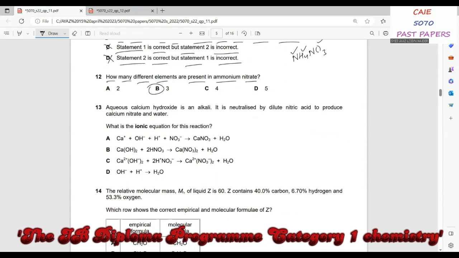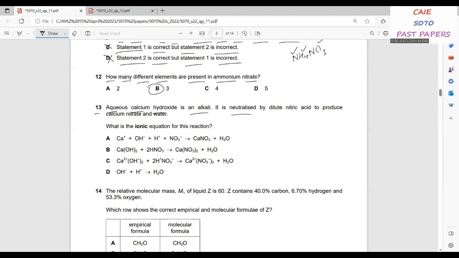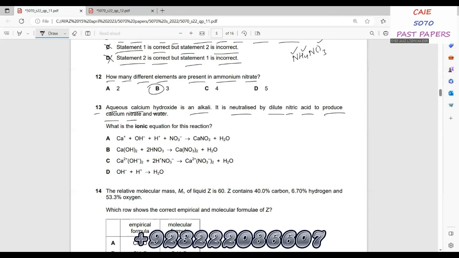Number 13, aqueous calcium hydroxide is an alkali. It is neutralized by dilute nitric acid to produce calcium nitrate and water. What is the ionic equation for this reaction? For neutralization reactions, the ionic equation will be H plus plus OH minus gives H2O. So the only right answer here will be D. Other choices are incorrect.